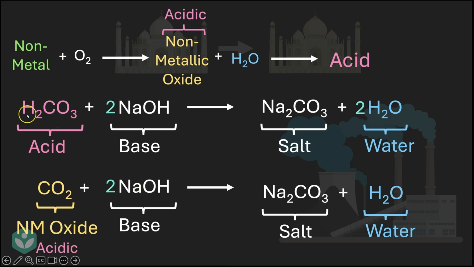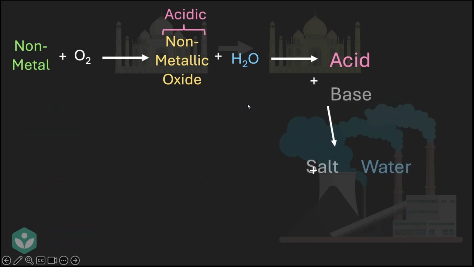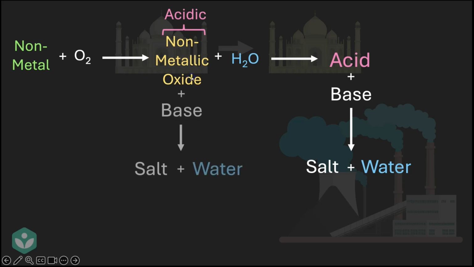Interesting, isn't it? So instead of the acid, we could use an acidic oxide to end up with the same salt. Okay, so in this video, we went through the entire process of how the Taj Mahal is losing its color. We also saw that, just like acids and bases give salt and water, non-metallic oxides, which are acidic, react with bases to give salt and water.